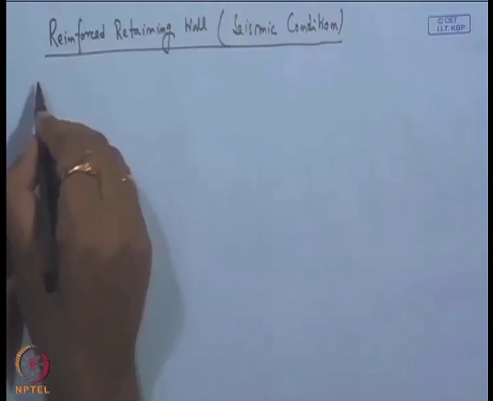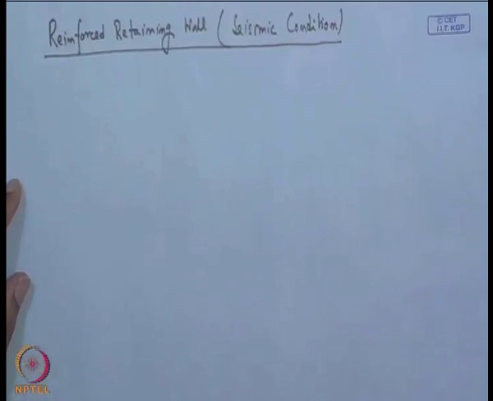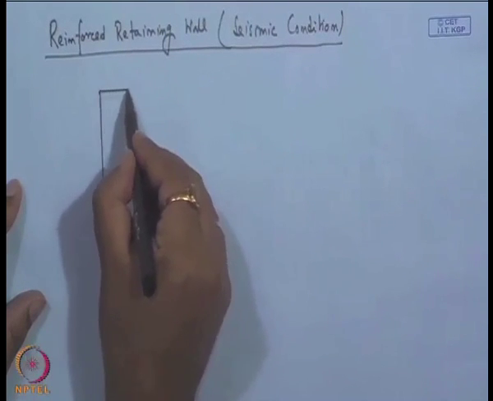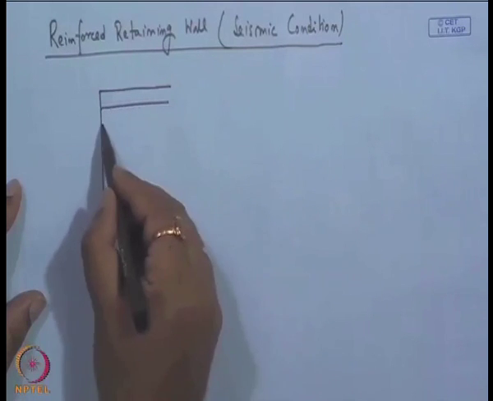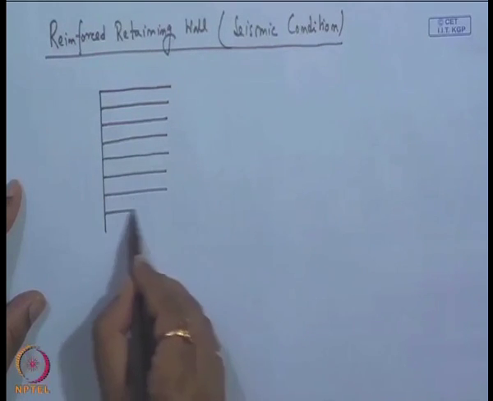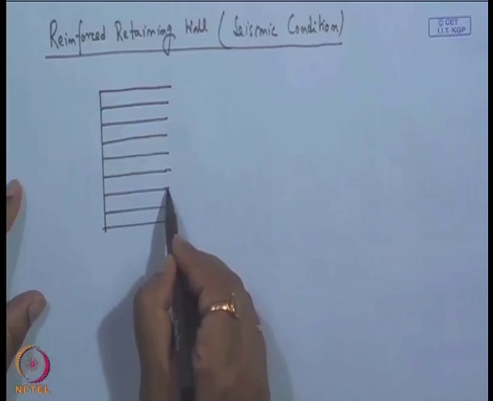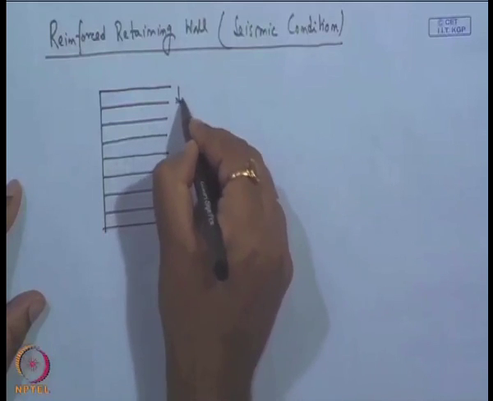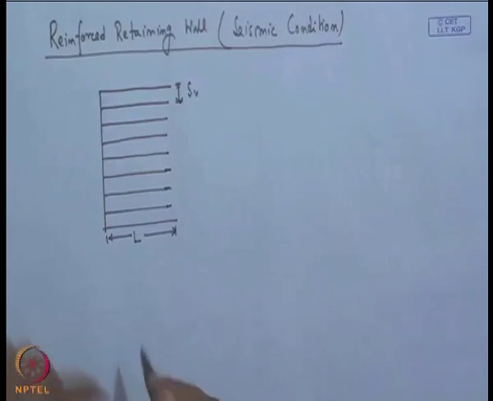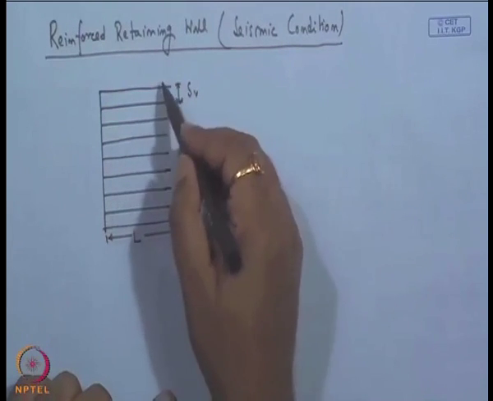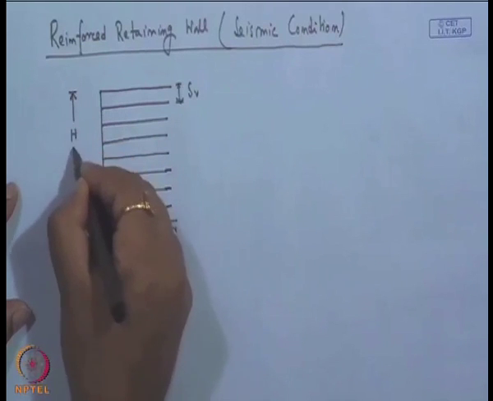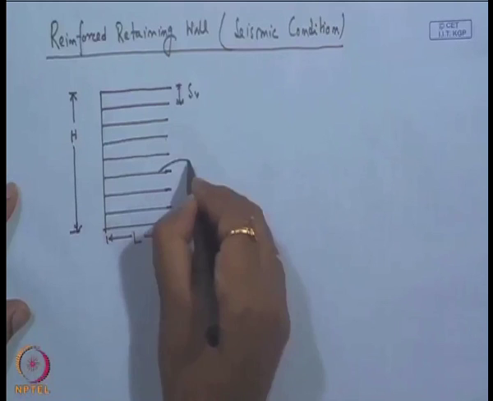First, we will consider the seismic condition for the retaining wall design. Suppose this is the retaining wall, and we are taking uniform spacing and length of the reinforcement. This is the uniform spacing S_B, and L is the total length of the reinforcement layer, including the anchorage length, L_R and L_E. Suppose the height of the retaining wall is H. So, these are the reinforcements.